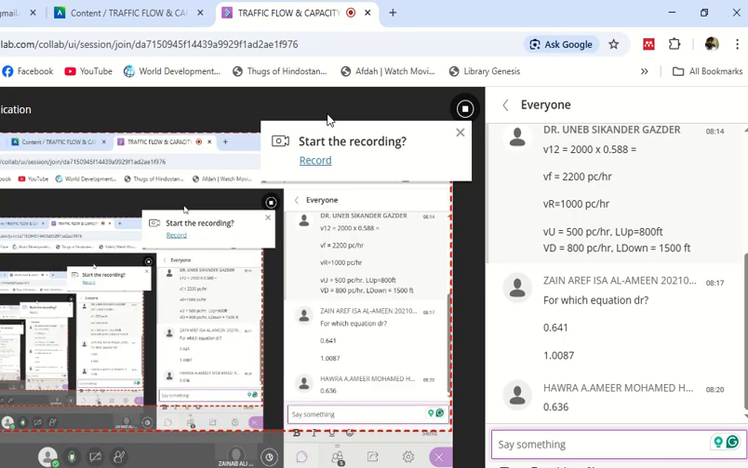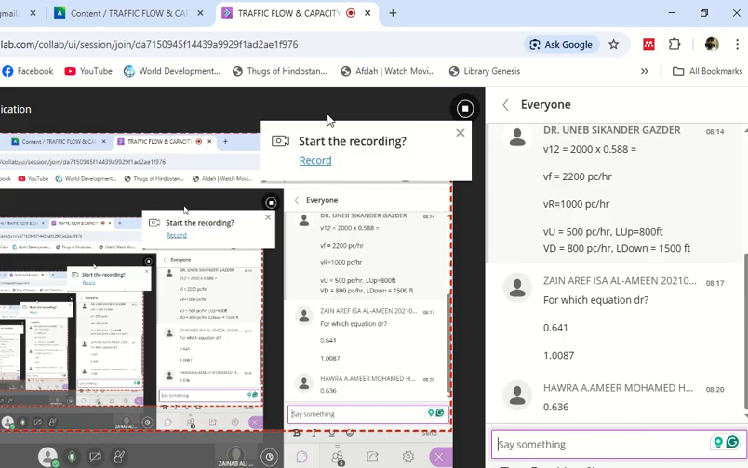Okay, so now you can see we have three options here, 0.641, 1, you cannot do more than 1, by the way. Okay, so this is 1.0087, we'll take it 1. Okay, because we are talking about proportion here. Proportion cannot be more than 1, right? And you have 0.636. Okay, so the highest one is 1. So 1 means that we are assuming that the entire flow will be in the first two lanes. Okay, it's a very extreme situation, but this is what it is.